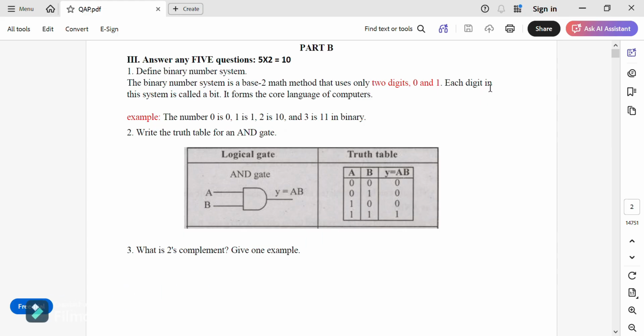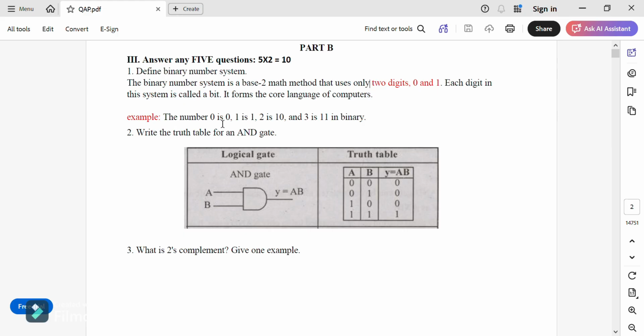Each digit in this system is called a bit, like 0, 1. This is called a bit, and it mainly forms the core language of the computer. They have only asked to define, but before that, give one small example so that whoever is checking your paper fully understands that the student knows the correct answer. So just give the answer.